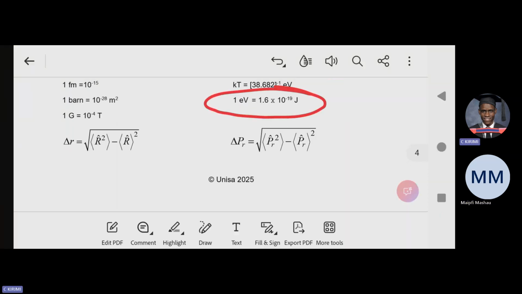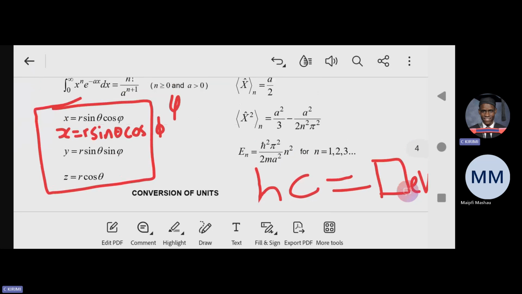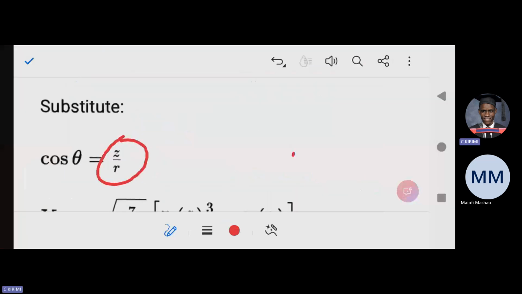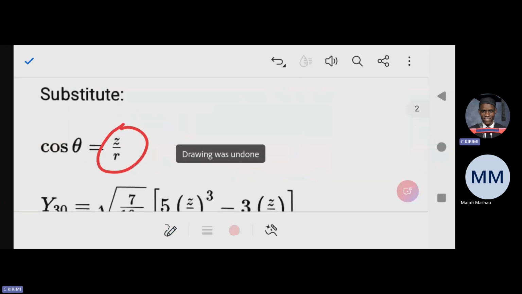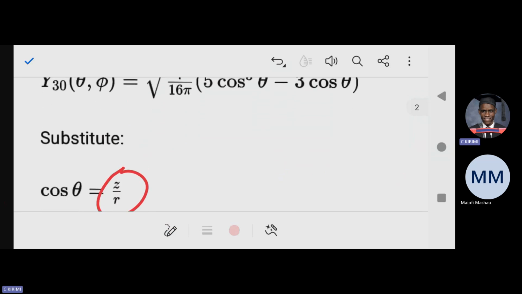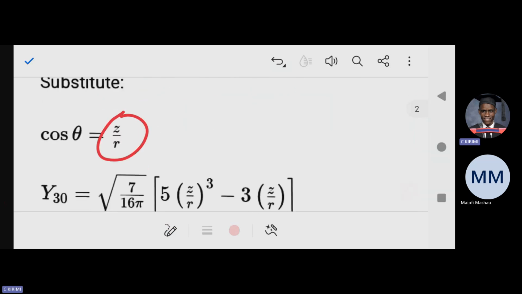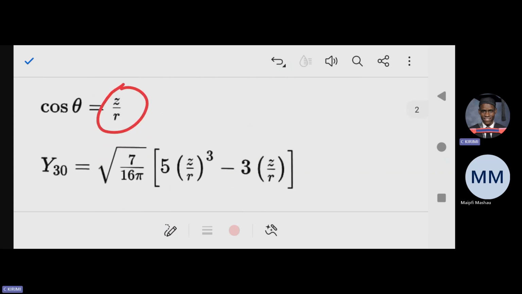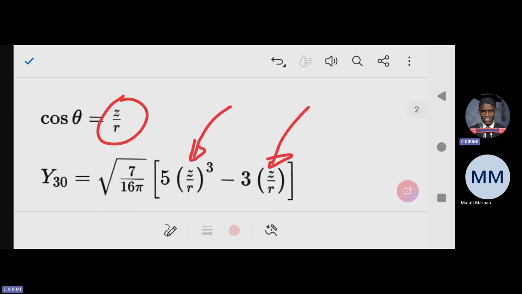We are getting it here, where z was r cos theta. So what is cos theta? Cos theta will be z over r. You substitute that z over r in that function. Everywhere there is cos theta, it's z over r. So in 7 over 16 pi, where there is cos theta, you replace it. Any question?